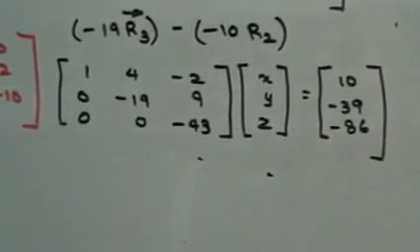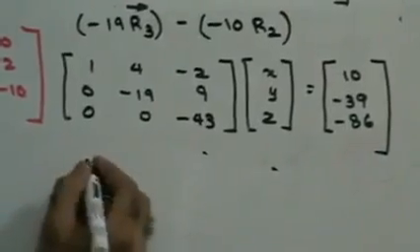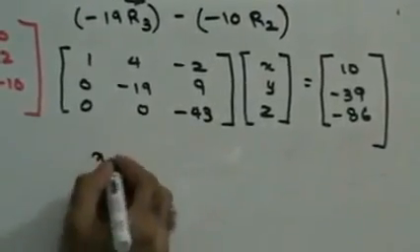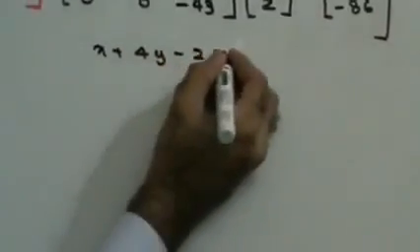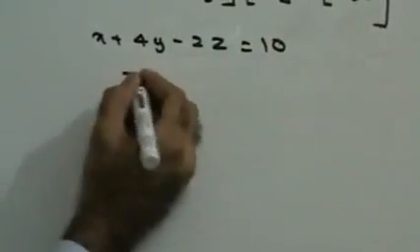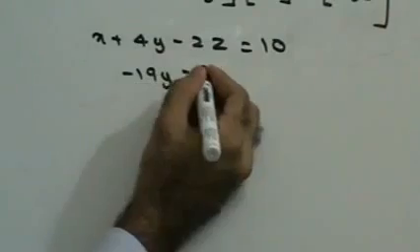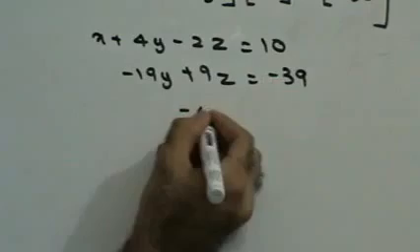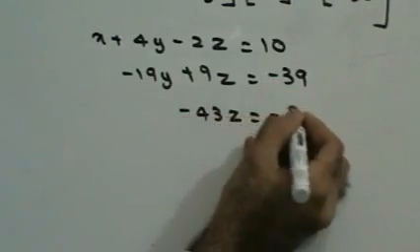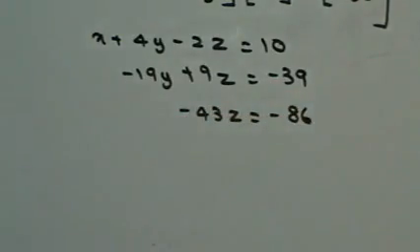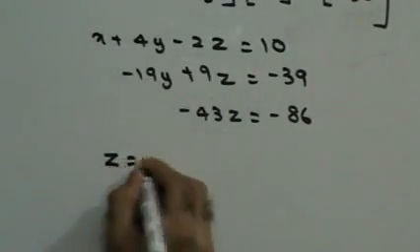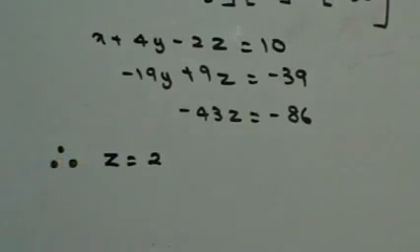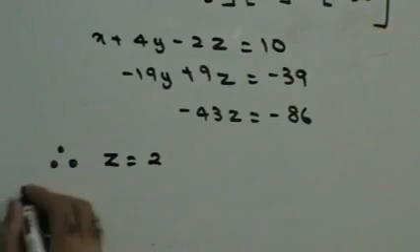Right? Once you have this, convert this back into equation or algebraic form. So this can be written as x plus 4y minus 2z is 10, minus 19y plus 9z is minus 39, minus 43z is minus 86. Right? In which case you will get that z is equal to 2. Z is going to be minus 86 divided by minus 43. Once you have Z, substitute Z.